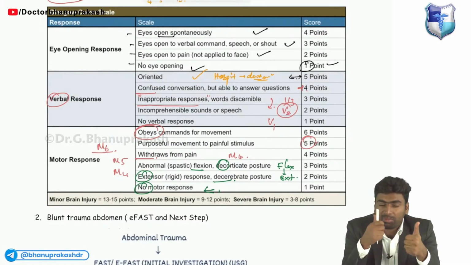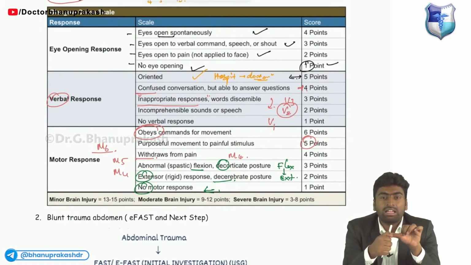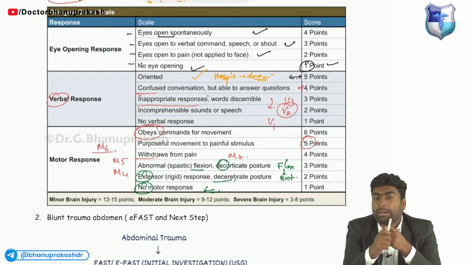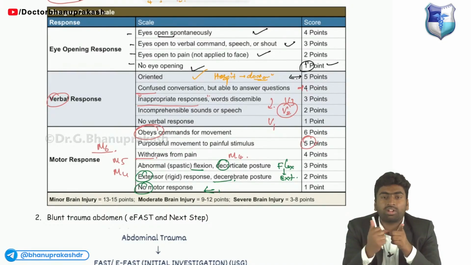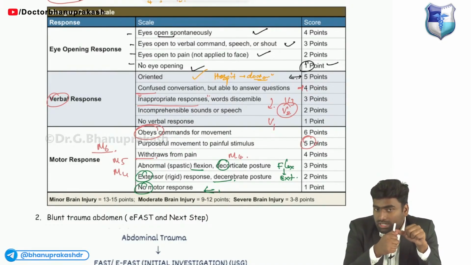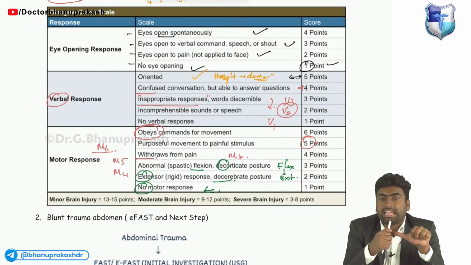Okay, fine. Then about verbal response: oriented 5 points, confused 4 points, inappropriate words 3 points, inappropriate sounds 2 points, and no response 1 point. Fine. Motor movements: he can do whatever tasks you tell. Okay, he obeys the command, it is M6.